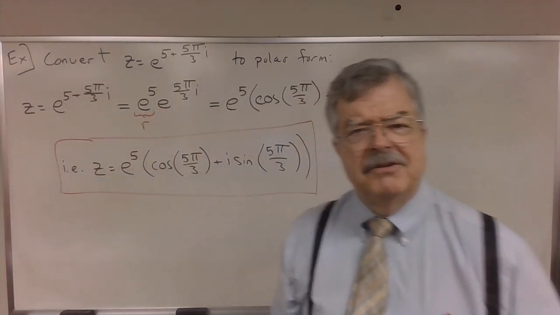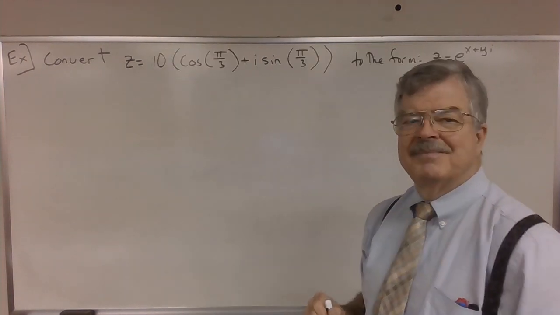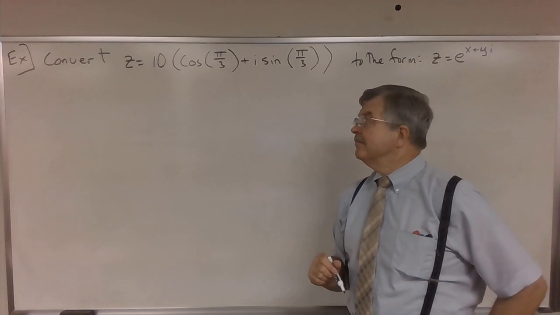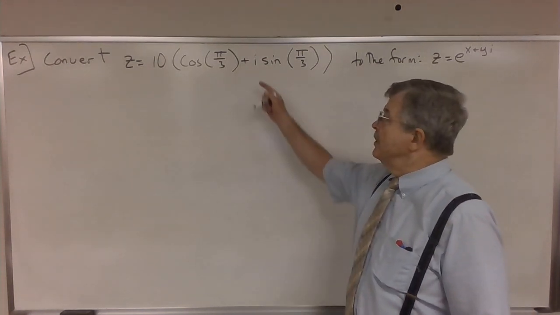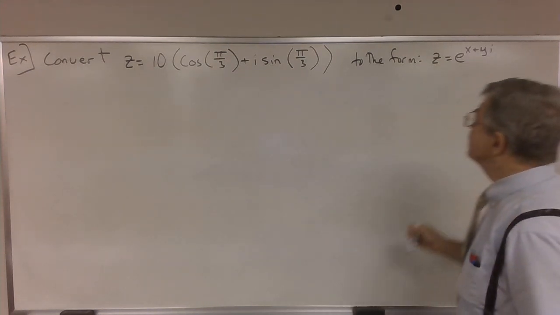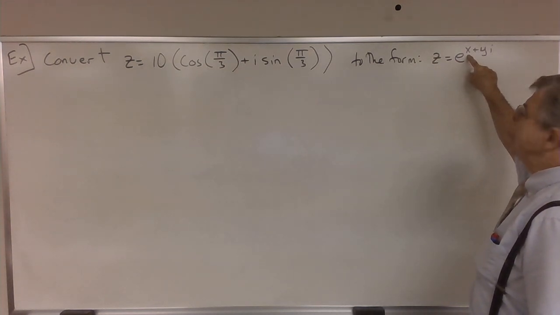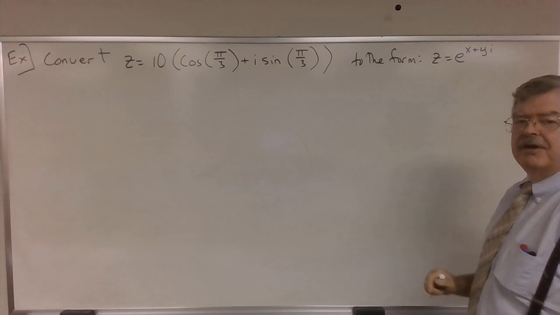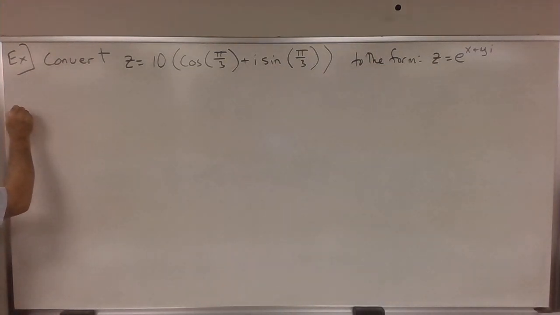Well, that was painless. Let's go the other way. Okay, we're going the other way. We want to take this complex number given in polar form and write it in the form of e to the power of some complex number. So let's see what we got.